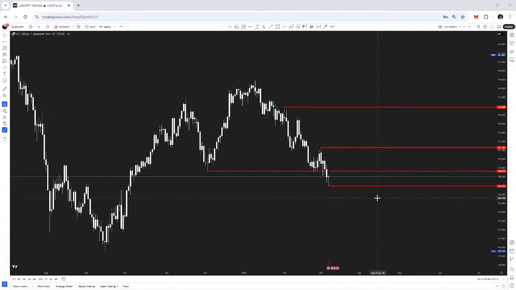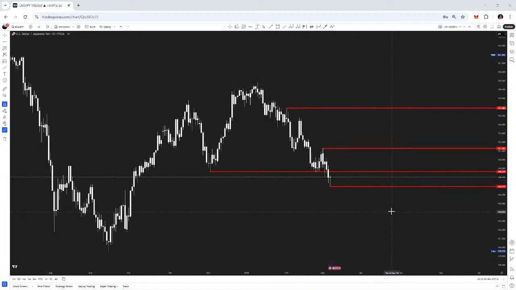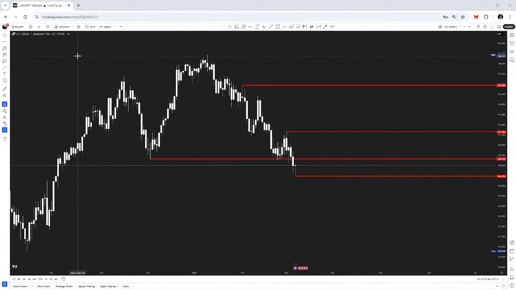So I only trade two pairs. I only trade gold, and I only trade the U.S. dollar, Japanese yen. So that is what we are going to look at. I'm going to start with the U.S. dollar, Japanese yen. As you can see, I already have plotted some levels here.